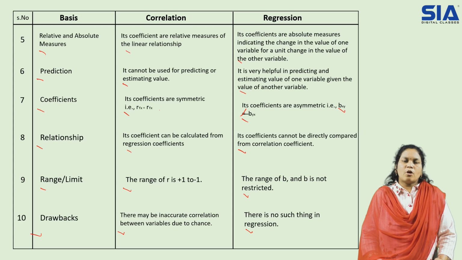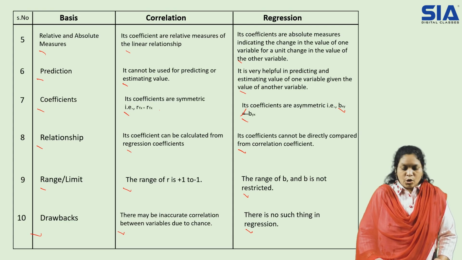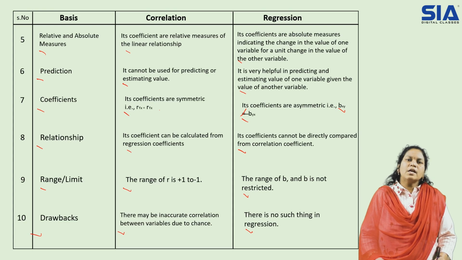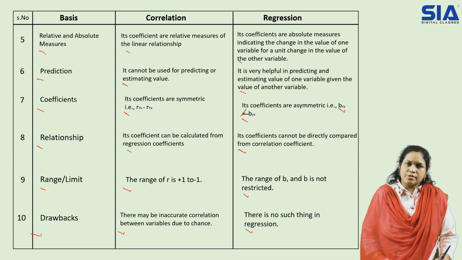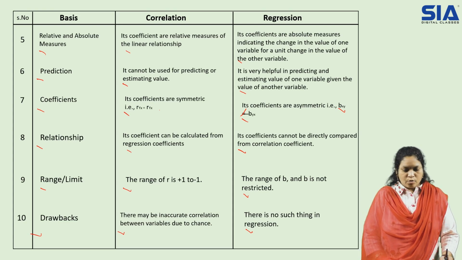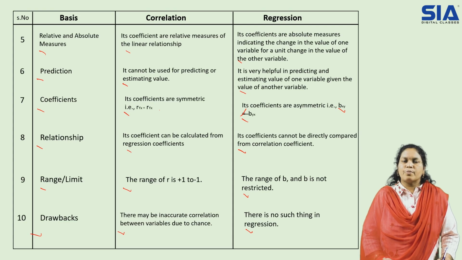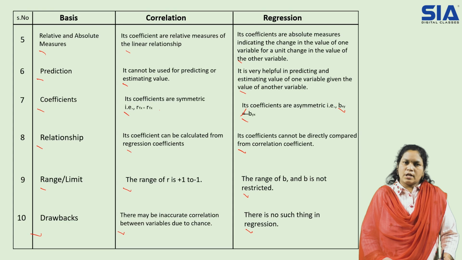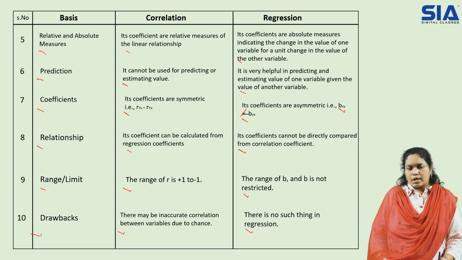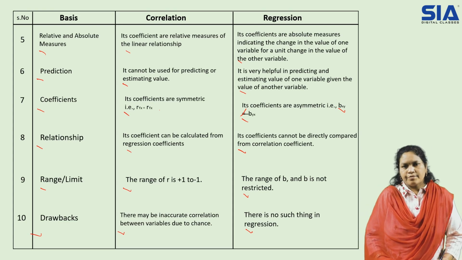You may expect a long-type question or 2-3 points for a short-type question, so definitely go for it. Correlation versus regression is an important question from the first unit. Hope you have understood all 10 different points. Based on the question you can proceed. For short type, you can include some points; for long type, definitely consider all the points.